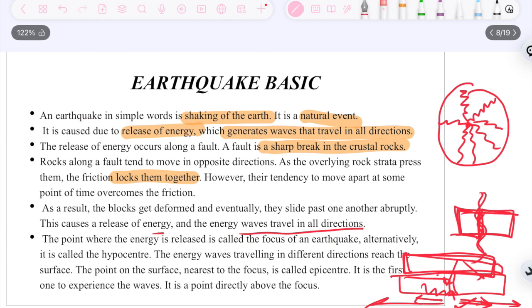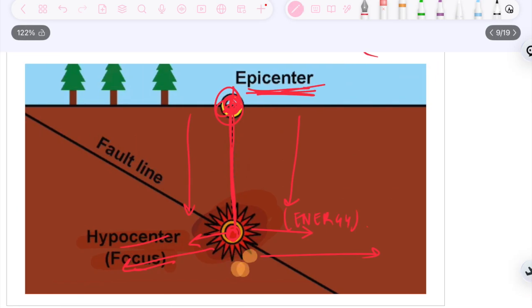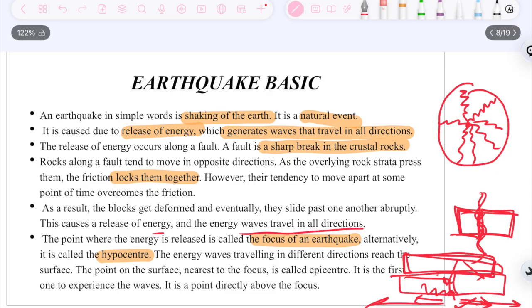The point where the energy is released is called the focus of an earthquake, and it is also called a hypocenter. We have seen that this is the hypocenter. The energy waves traveling in different directions reach the surface. The point on the surface nearest to the focus is called the epicenter. It is the first one to experience the wave.